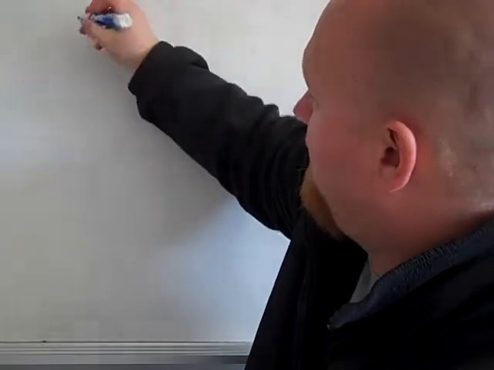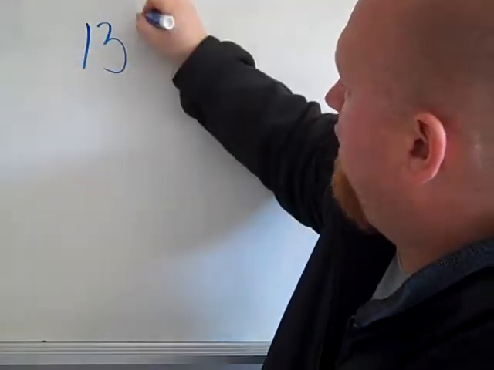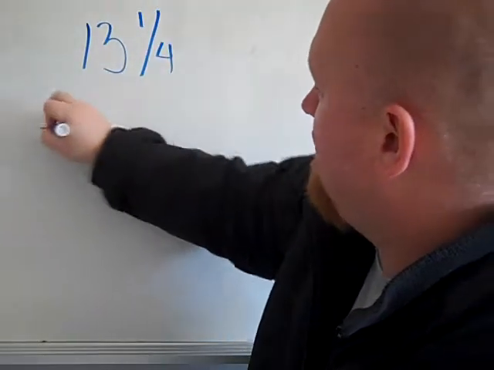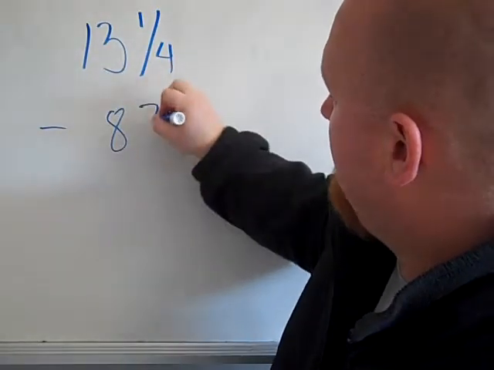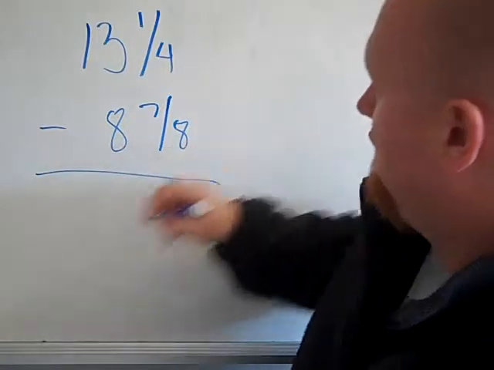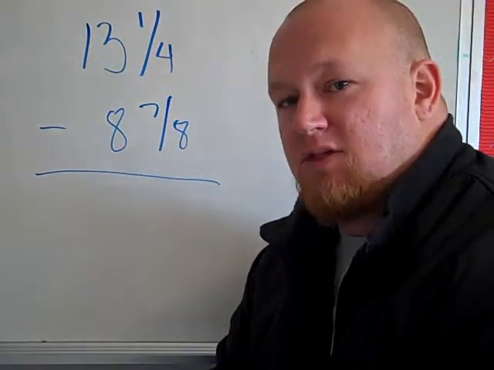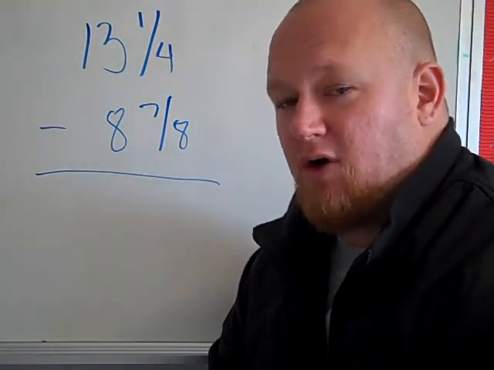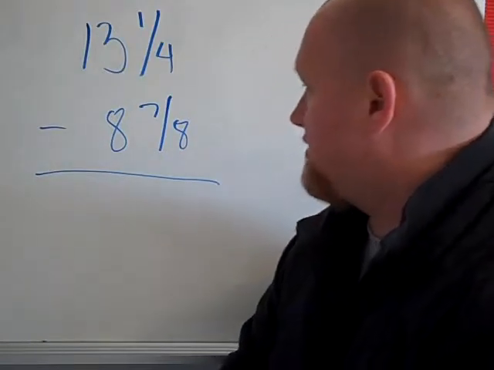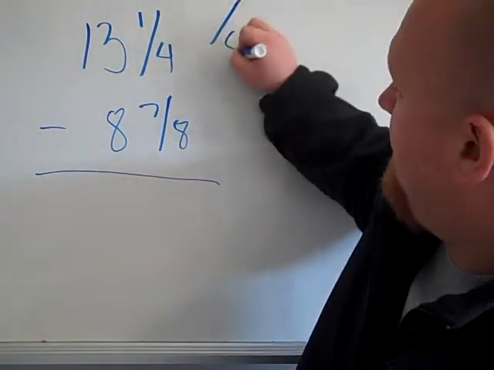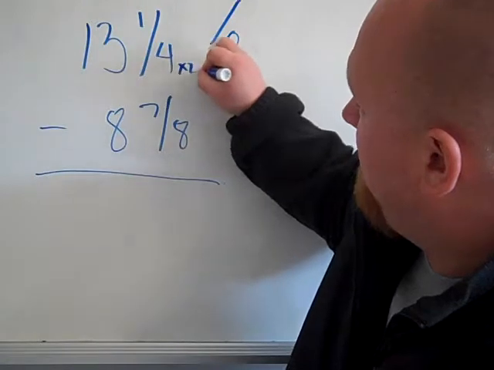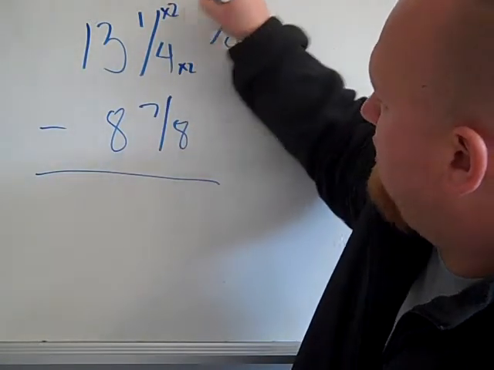Okay? So first let me give you a problem. Let's take something like 13 and 1/4, and I'm going to subtract 8 and 7/8. This is where we were at yesterday. The rules still apply. First you got to make sure that they have common denominators. I'm going to make this a denominator of 8. I'm going to remember that if I multiply by 2 here, I got to multiply by 2 at the top.